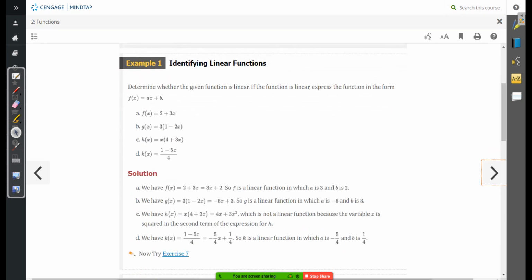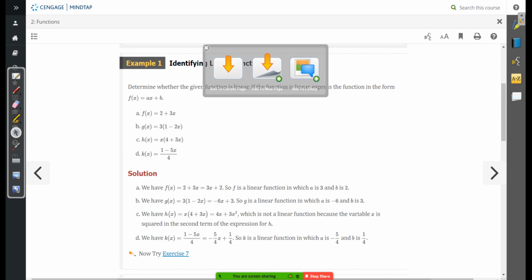So example 1, determine whether the given function is linear. If the function is linear, express the function in the form f of x equal to ax plus b. Linear functions are first degree polynomials. So we're just going to snip all this because, again, we're just talking about it.